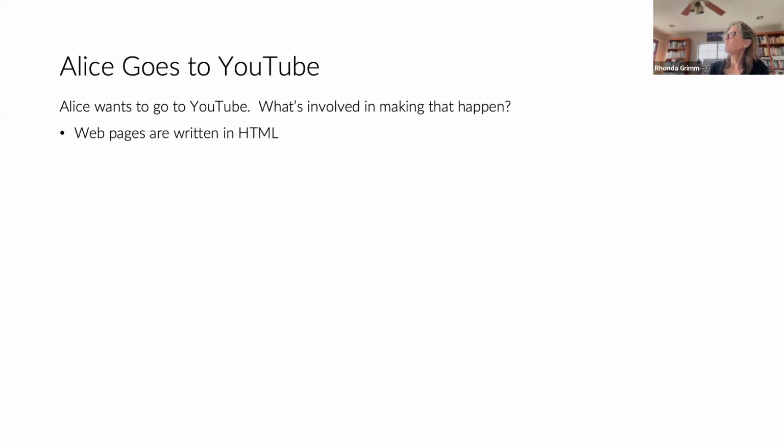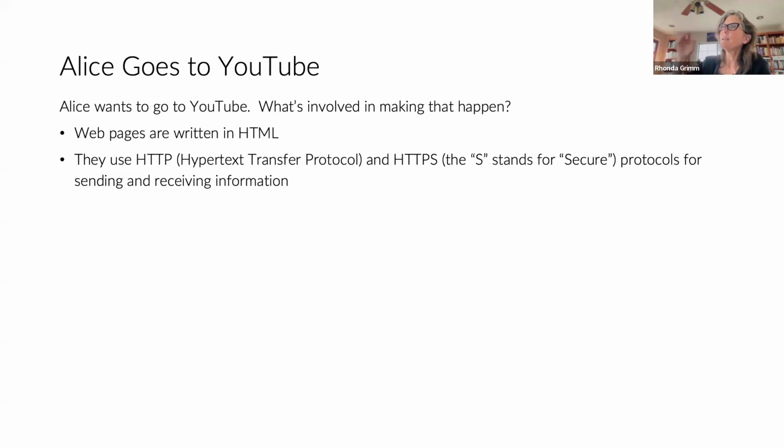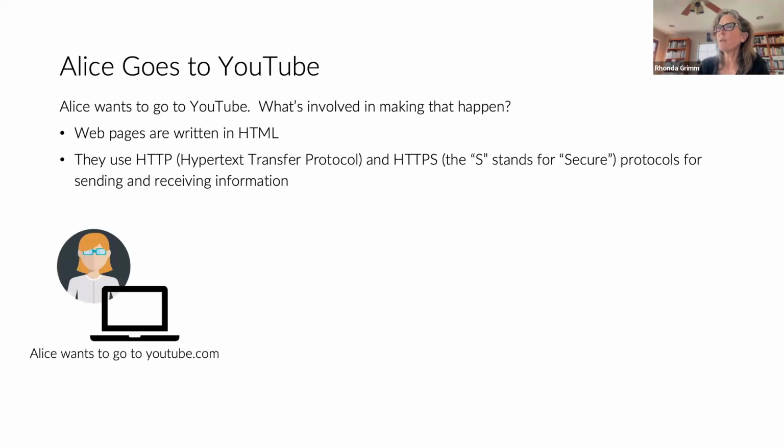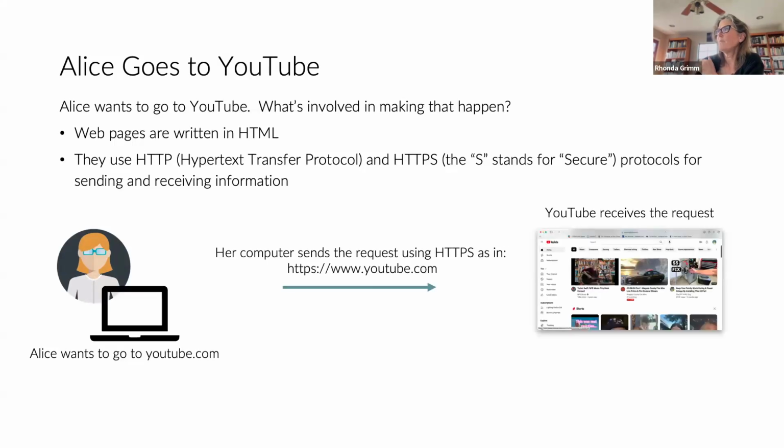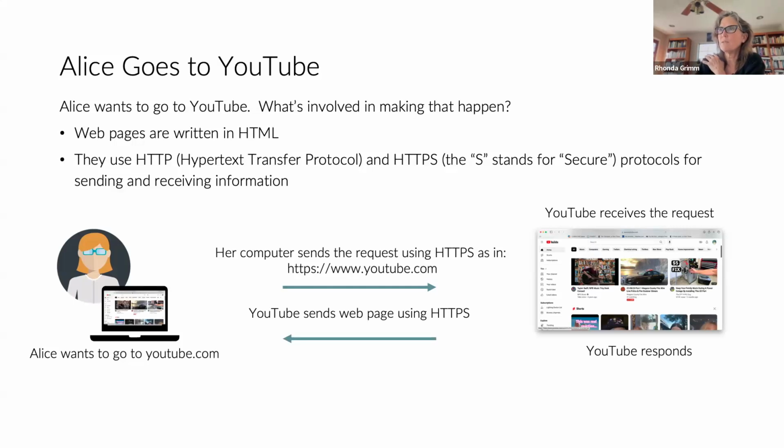So again, Alice goes to YouTube. What's involved in making that happen? Well, let's think about everything you see on the web. Web pages are written in HTML. They use HTTP and HTTPS almost universally now as the protocol that helps them send and receive information. So Alice wants to go to YouTube. Her computer sends a request using HTTPS to youtube.com. YouTube receives the request, YouTube sends the web page back using HTTPS, and then she gets her web page.